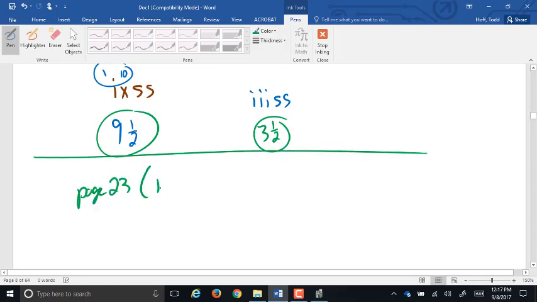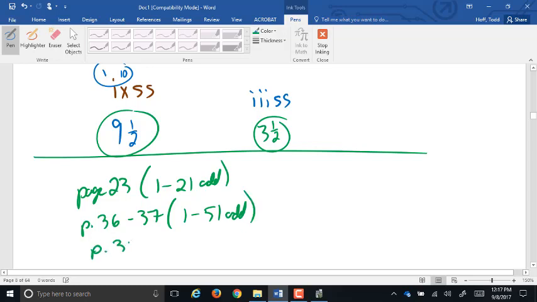So anyway, stuff that we need to do for homework. Page 23, 1 through 21, the odd. Page 36 through 37, 1 through 51, the odds. And page 39. I'm just going to say 1 through 12 because that's the Roman numeral conversions. I'd rather have you do all of those.